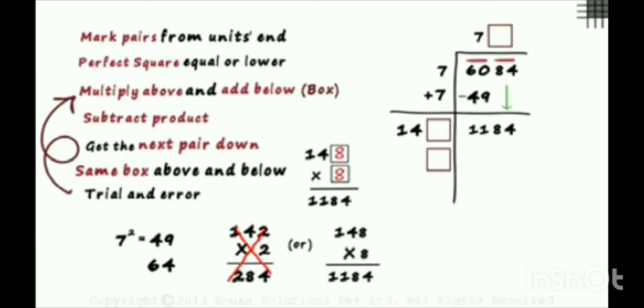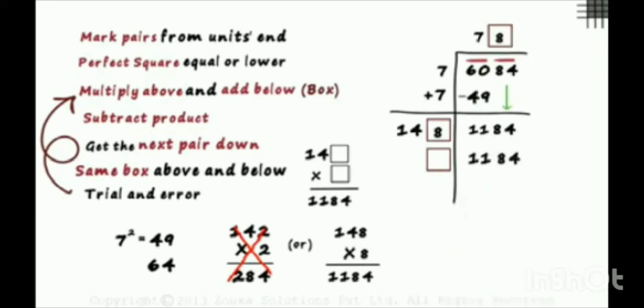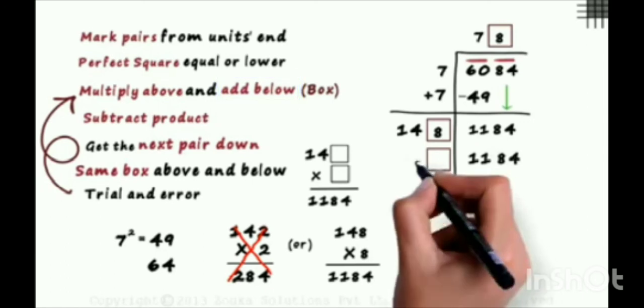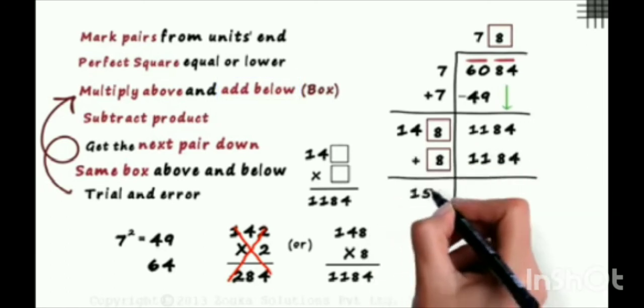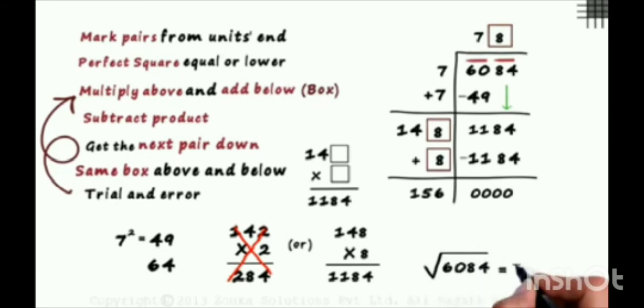After we find the digit in the box, we go back to the third step. We multiply above. 148 multiplied by 8 equals 1,184. And then we add below. 148 plus 8 gives us 156. Then we subtract the product we got from the number above it. 1184 minus 1184 equals 0. We stop since there are no more pairs left in the number. The number at the top is the square root. We get the square root of 6084 as 78.